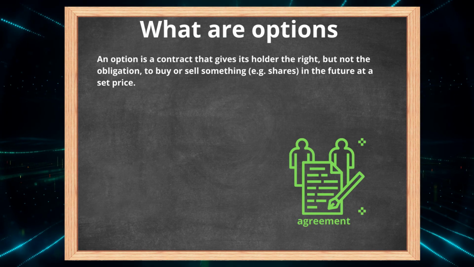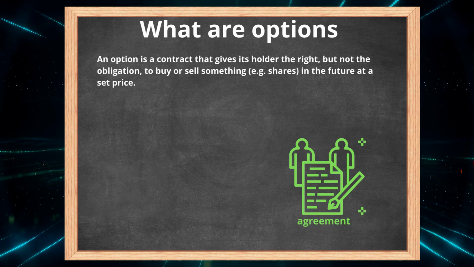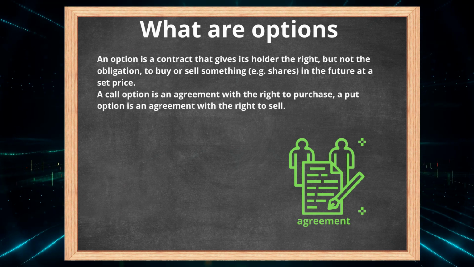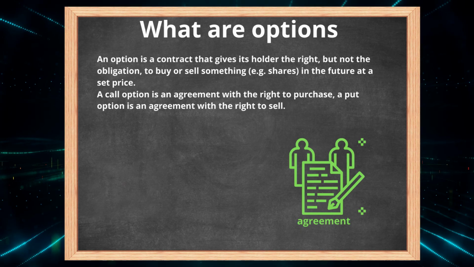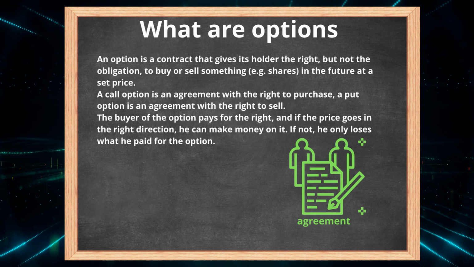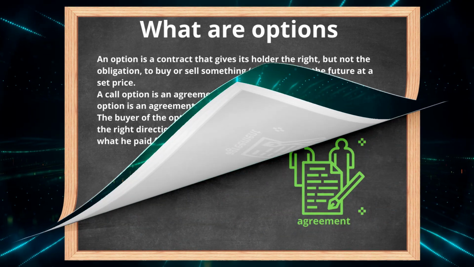An option is a contract that gives its holder the right, but not the obligation, to buy or sell something like shares at a set price at a future date. A call option gives the right to buy, a put option gives the right to sell. When you buy an option, you pay a premium for that right. If the price of the asset moves in your favor, you can profit. If it doesn't, your loss is limited to the premium you paid.